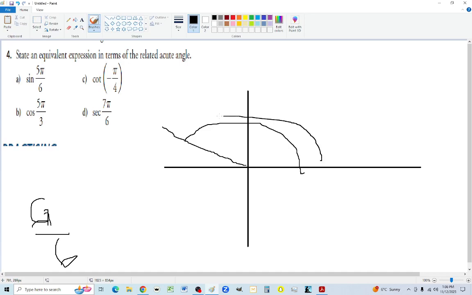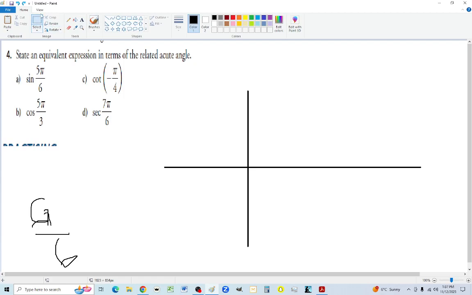Now, if you look at 5 over 6, and if this is 6 over 6 pi here, the same as pi, the only thing to get from 5 over 6 to 6 over 6 is pi over 6, which means the acute angle here is pi over 6, or 30 degrees. They're all done like this.